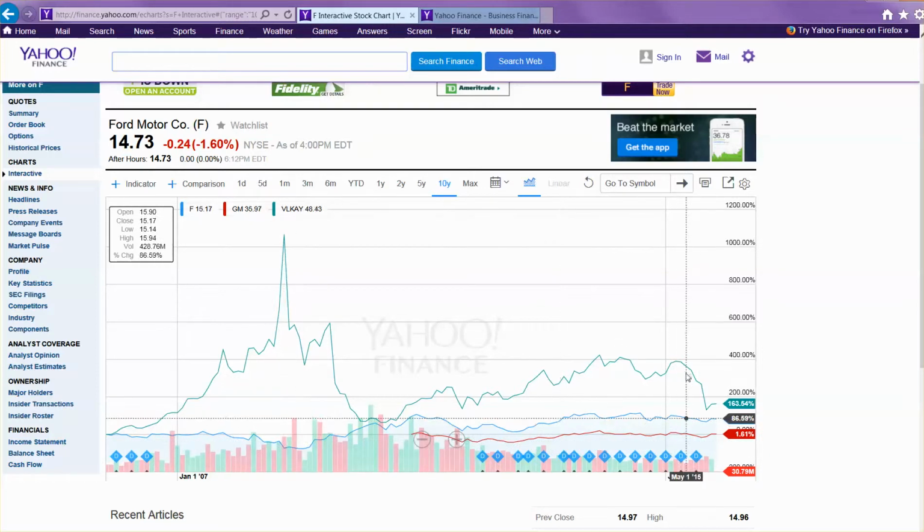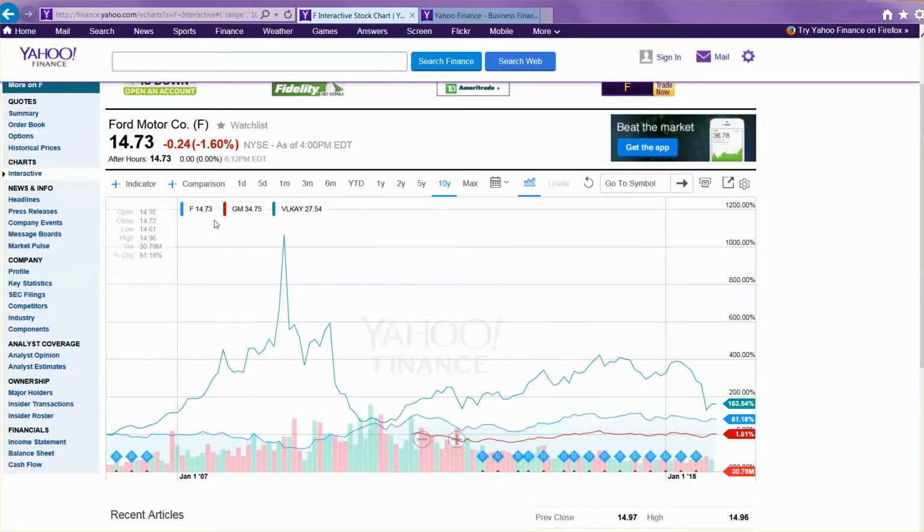But then Volkswagen's having trouble right now because of their emissions crisis, I guess I'll call it. Ford and GM aren't having that difficulty, but you can still see there was a little drop in Ford and a little drop in GM right there, but a huge drop for Volkswagen.